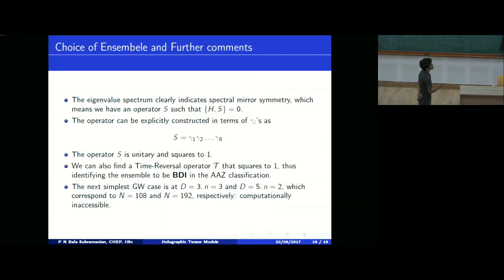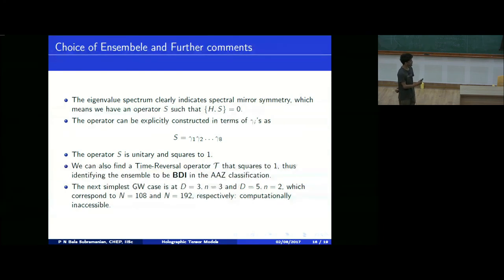As we can see, the spectrum clearly has a mirror symmetry, and we can explicitly construct the mirror symmetry operator. The operator S is unitary and it squares to 1. We can also find a time reversal operator. It's slightly more complicated to write down, and we find that T also squares to 1. Thus, it identifies to the BD1 class of the Altland-Zirnbauer classification.